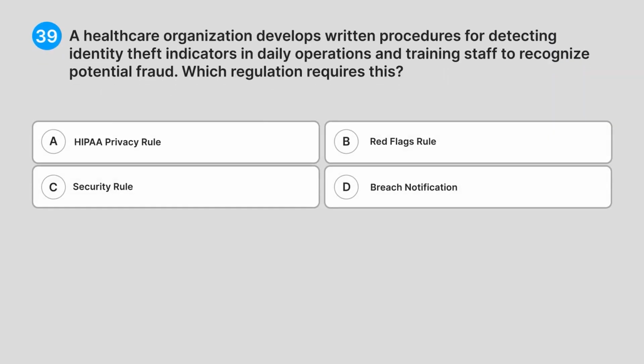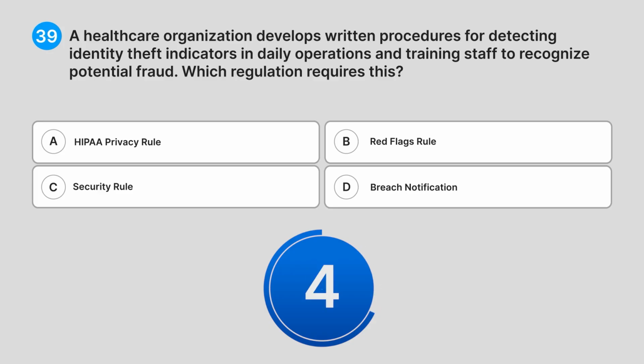39. A healthcare organization develops written procedures for detecting identity theft indicators in daily operations and training staff to recognize potential fraud. Which regulation requires this? A. HIPAA privacy rule. B. Red flags rule. C. Security rule. D. Breach notification. Can you guess the answer?